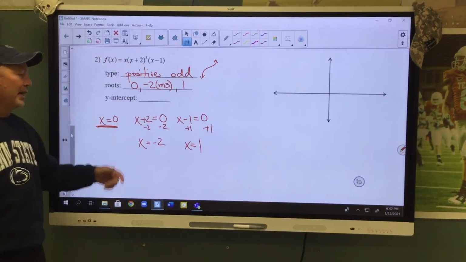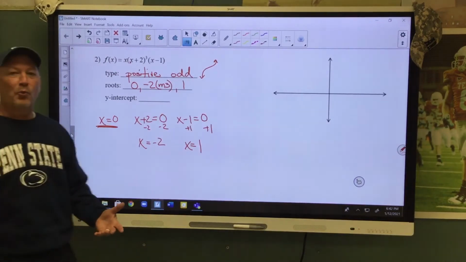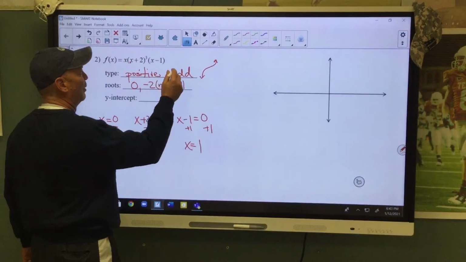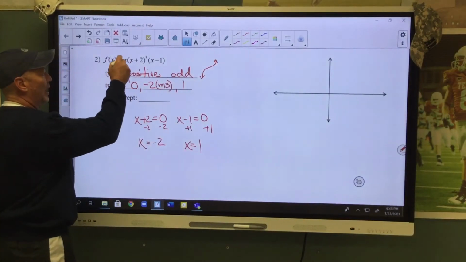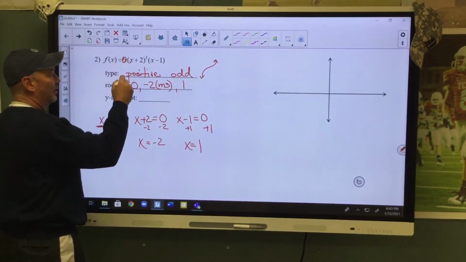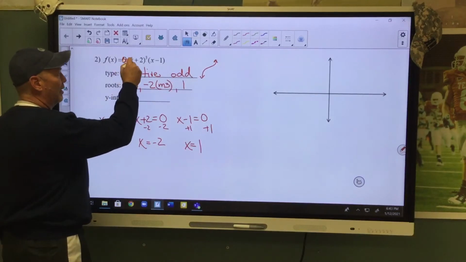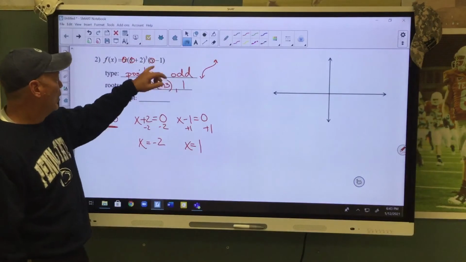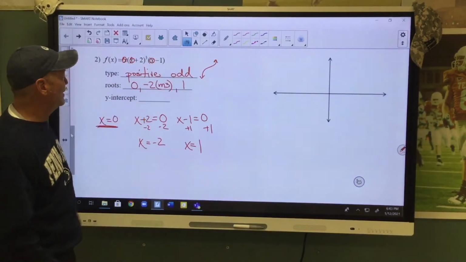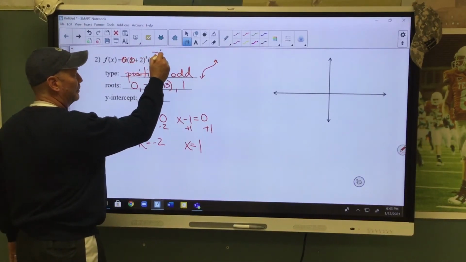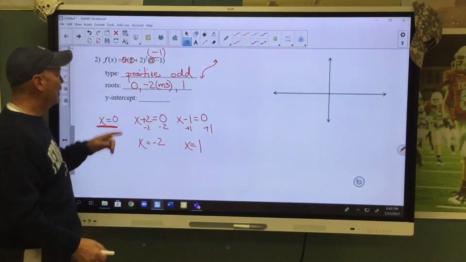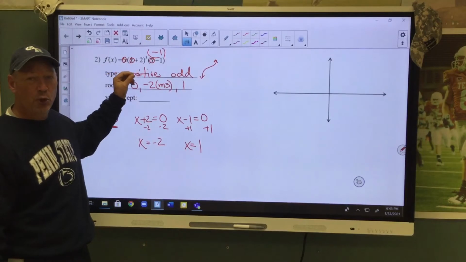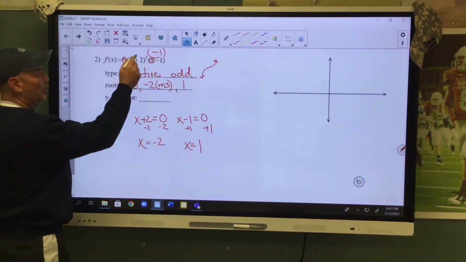I need to find my y-intercept. How do you find your y-intercept? We substitute a 0. So we go to our problem, and you're going to put a 0. I can put a 0 in the front, I can put a 0 here, and I put a 0 here. Okay? Well, 0 minus 1 is a negative 1. 0 plus 2 is 2, but 2 cubed is 8.